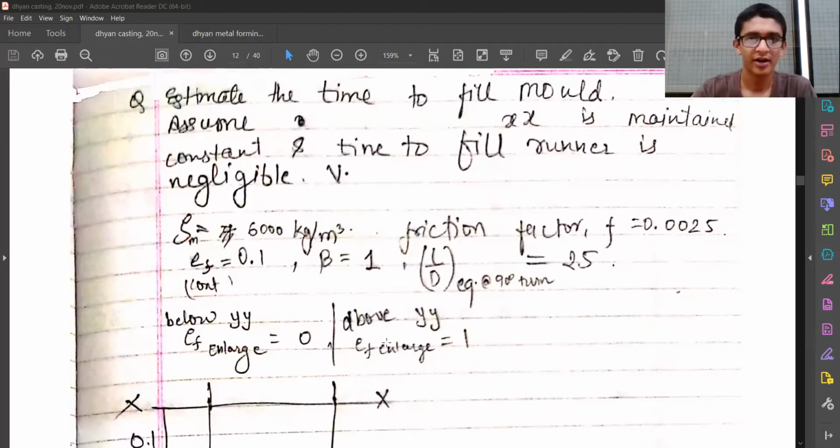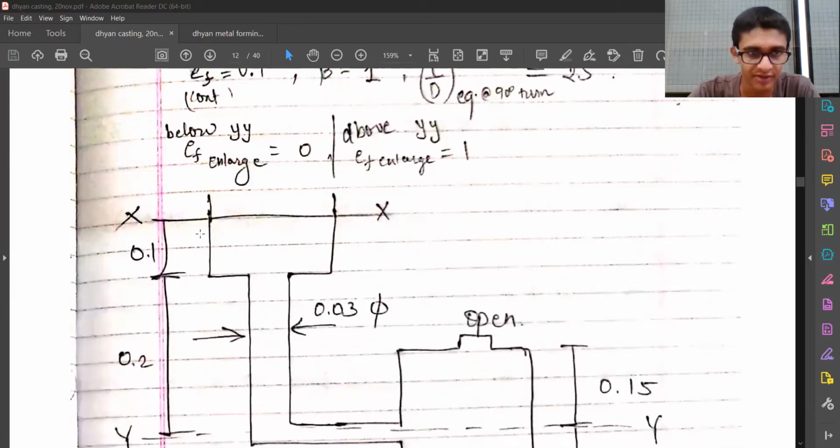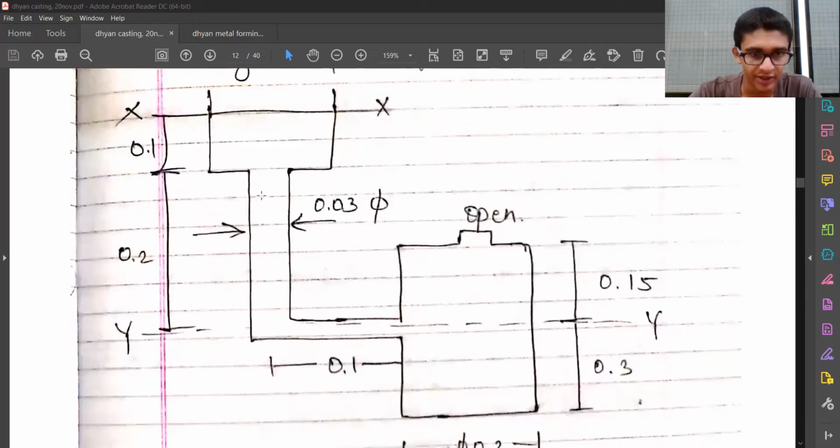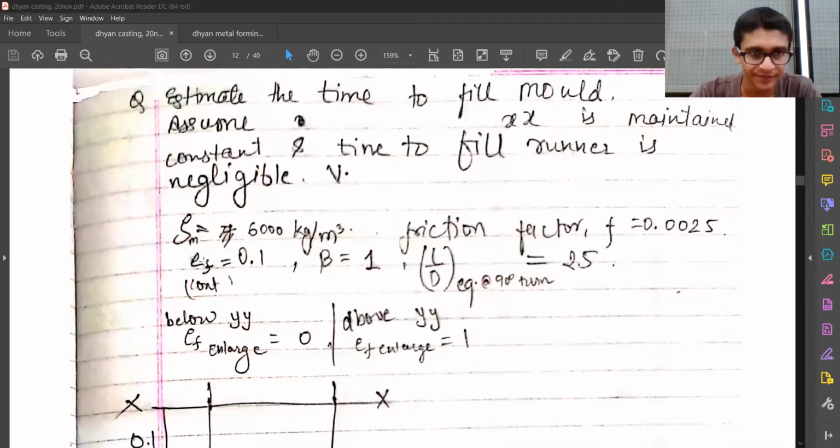So let's solve a question. This is the most complex question I can think of, which can come from a mold filling type concept. So we need to estimate the time to fill the mold and obviously assume something: excess is maintained constant, that is this level, and time to fill the runner is negligible.